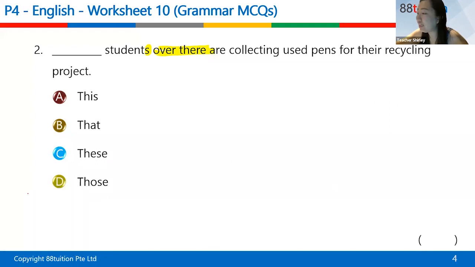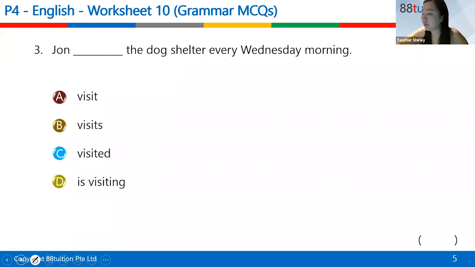So basically, over there means far, students means plural. So singular ones like this and that we can cancel. Then of course these and those, because it's far, so therefore this is wrong and this is correct. So the answer is D. Very good. Now let's move on to the next one.